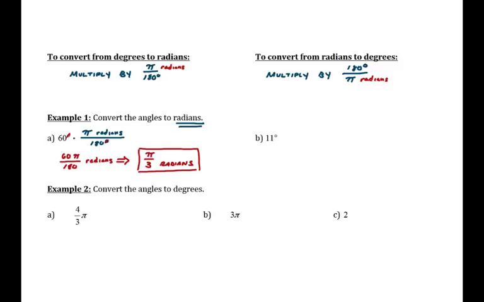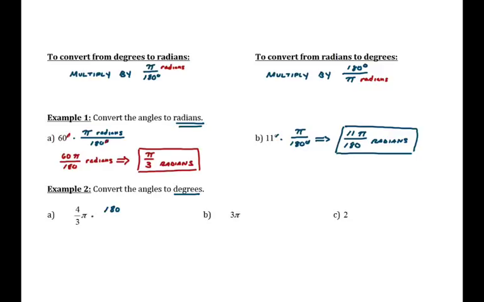And then 11 degrees, I would do the same thing, multiply by the conversion factor of pi over 180 degrees. The degrees would cancel, and I'd be left with 11 pi over 180, and that would be in radians. Now that doesn't quite reduce nicely. I could plug that in my calculator and get a decimal, but for now I'm just going to leave it in terms of pi, and that would be your answer.